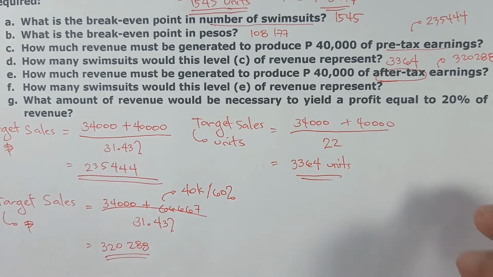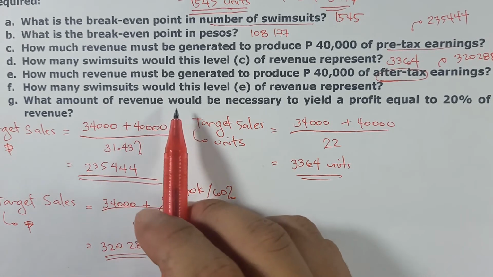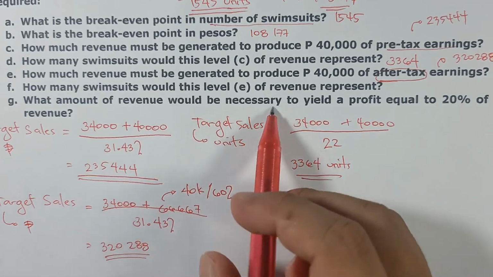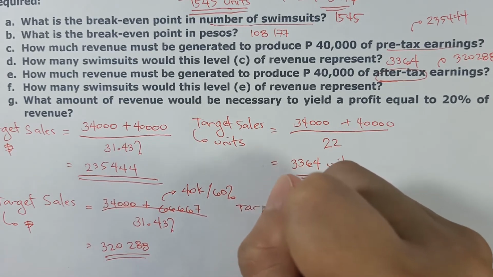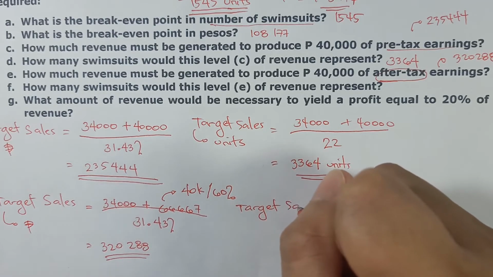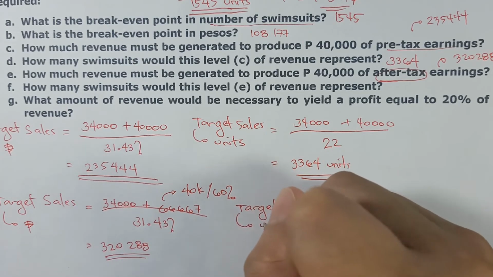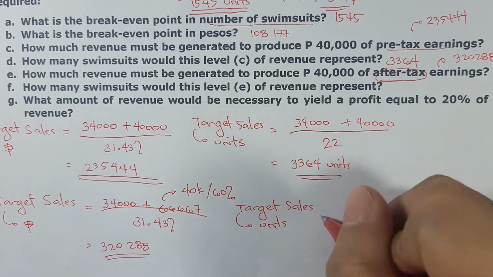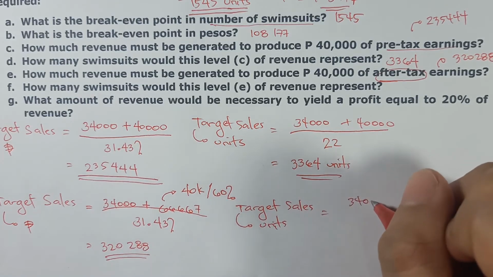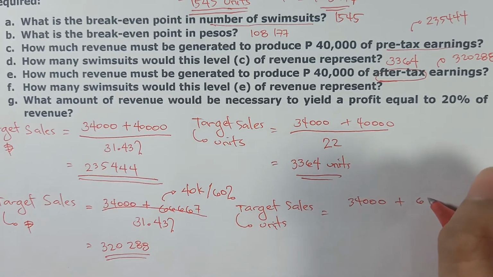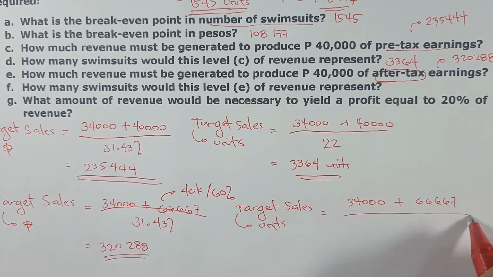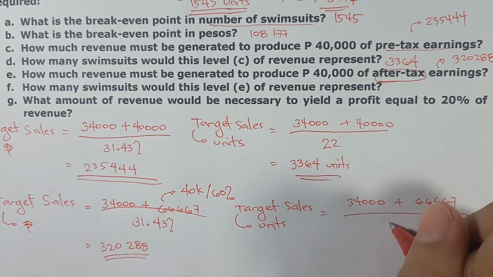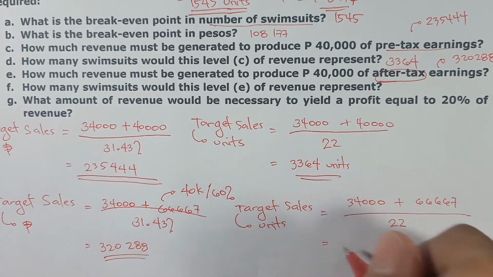Next requirement, requirement letter Foxtrot. How many swimsuits would this level of revenue represent? So, kapag units ulit ang pinag-uusapan, kamukha lang ng kanina, target sales in units is equal to 34,000 plus 66,667, right? Divided by CM per unit, which is 22 pesos.